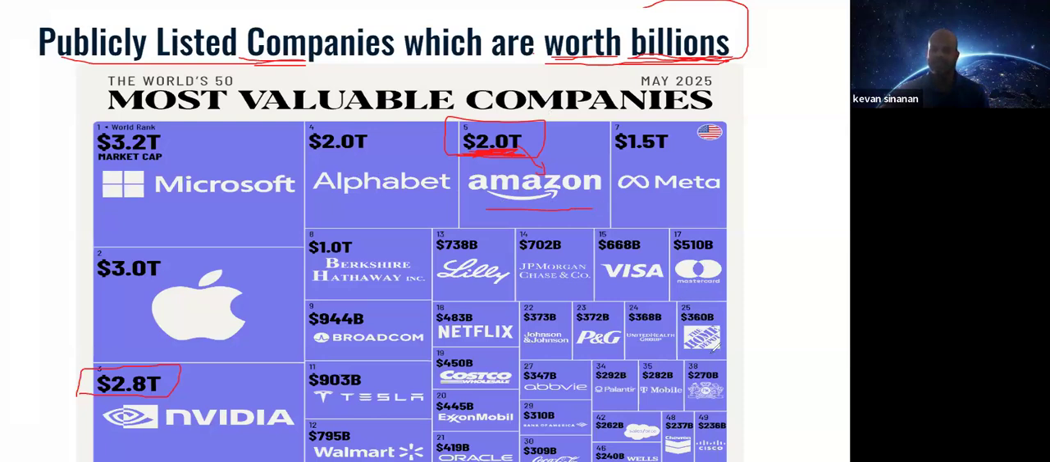Temu is, I believe, a Chinese-owned company. I'm not sure if they're listed on the US stock market.